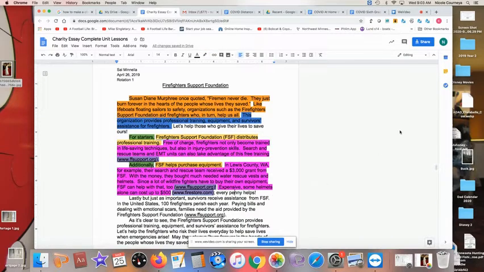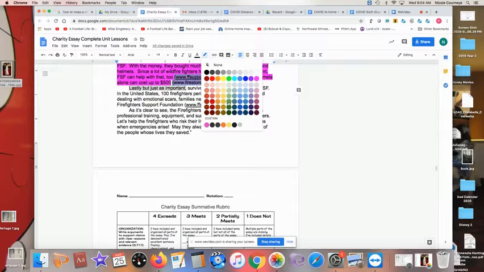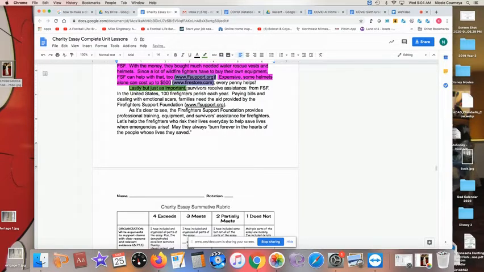Okay. All right. Last body paragraph. Lastly, but just as important, survivors receive assistance from FSF. In the United States, 100 firefighters perish each year. Paying bills and dealing with emotional scars, families need the aid provided by the Firefighter Support Foundation. Okay, what would be your green? Little bit tricky. Some of us wanted to just go lastly, but just as important. They're using that whole thing as a transitional phrase. So you could go all the way to that comma.